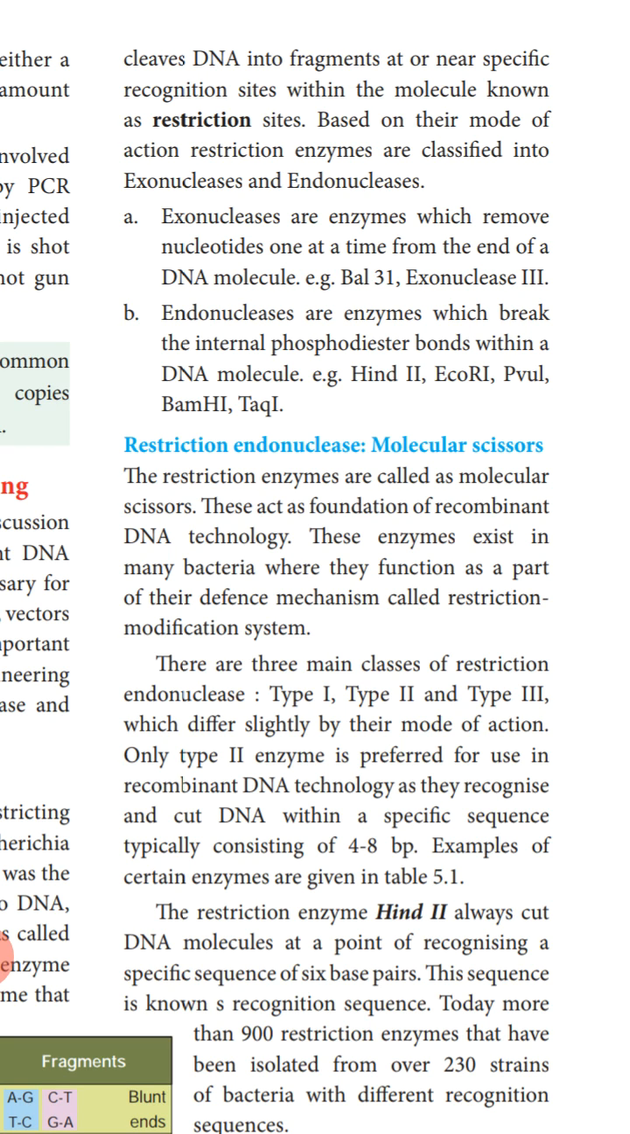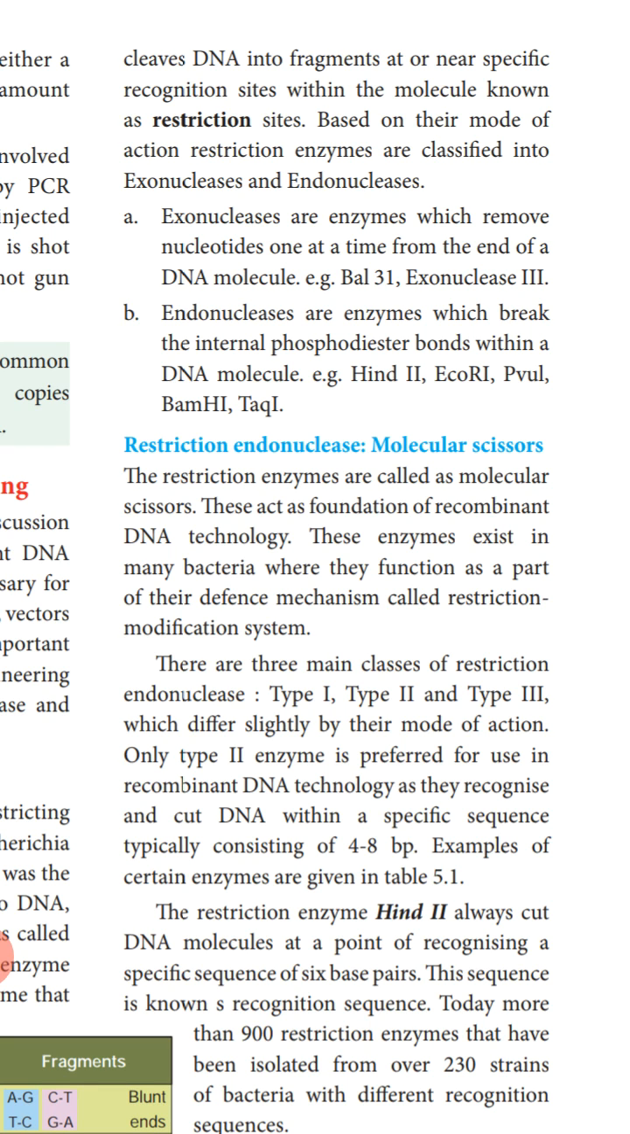So restriction enzymes are of two types based on how they cut the DNA, exonuclease and endonuclease. Exonuclease cuts the DNA at the end by removing one nucleotide at a time, whereas endonuclease cuts the DNA in the center by breaking the bond between two nucleotides in the DNA molecule.